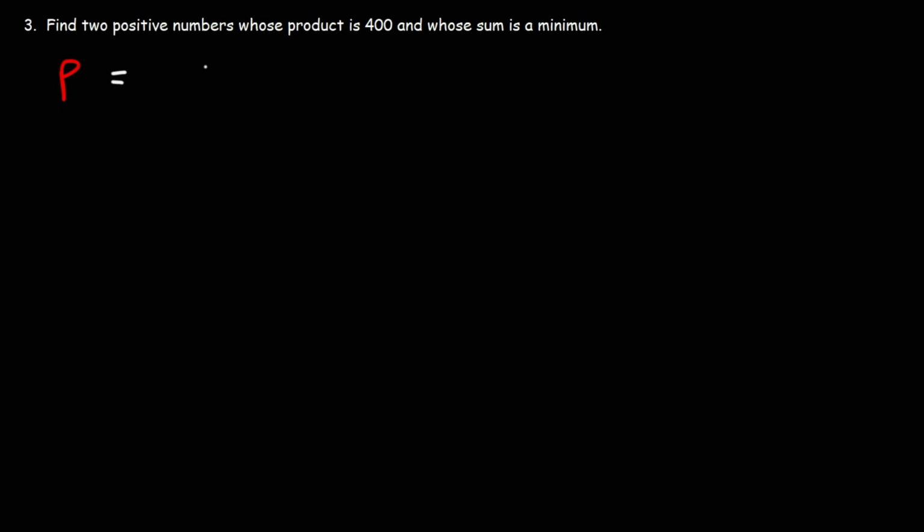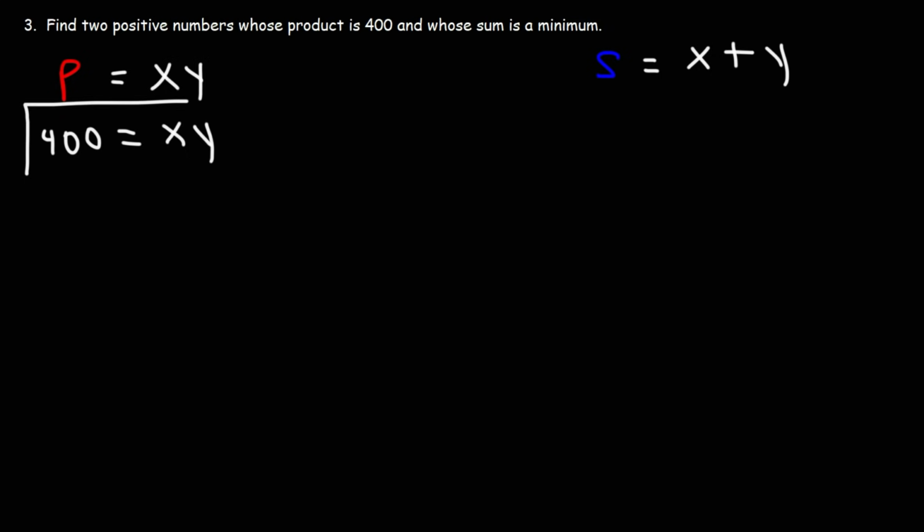So the product is going to be x times y, and the sum is going to be x plus y. Now we're trying to minimize the sum, so the sum is the objective function. We have the value of the product, so the constraint equation will be 400 is equal to x times y. Once you replace p with 400, this becomes an equation. And so that right there is the constraint equation.